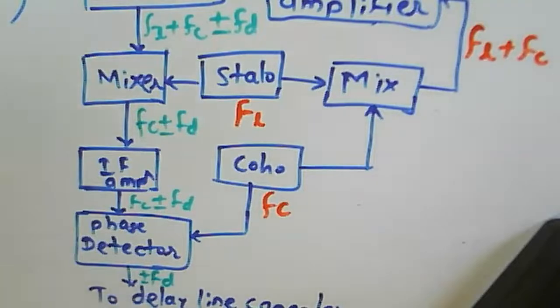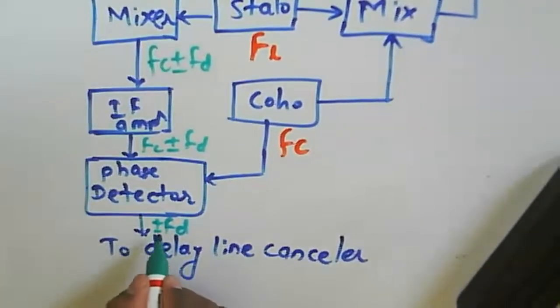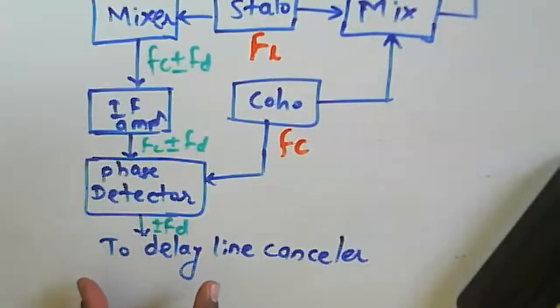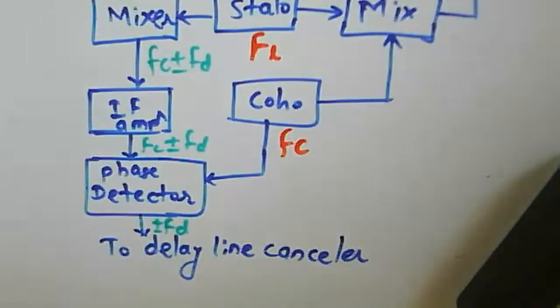So we are getting the output at this particular place. After the phase detector there will be F plus or minus FD. Now this one is the input to be given to the delay line canceller. Then this input information, plus or minus FD, consists of what? An echo, even the echo from the stationary object. So that is to be removed.